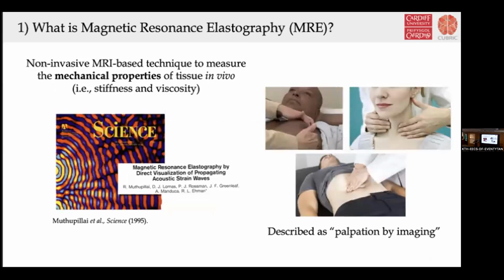So MR elastography, or MRE, was first described back in 1995 by researchers at the Mayo Clinic. They first discovered how to record the propagation of acoustic waves into an image. It's a non-invasive phase contrast MR-based technique that uses low-frequency mechanical waves to quantify the viscoelastic mechanical properties of biological tissue in vivo. And this mainly includes measures of tissue stiffness and viscosity.